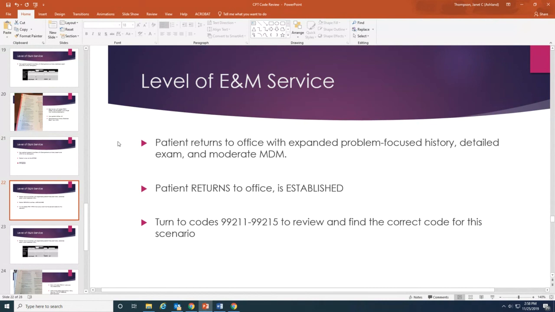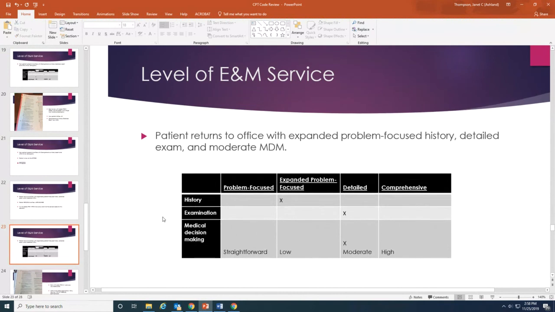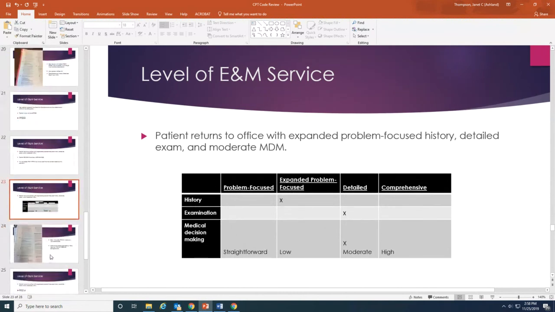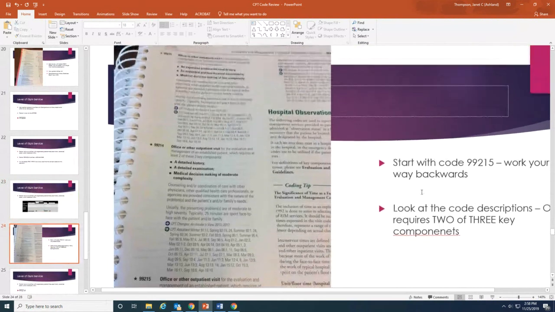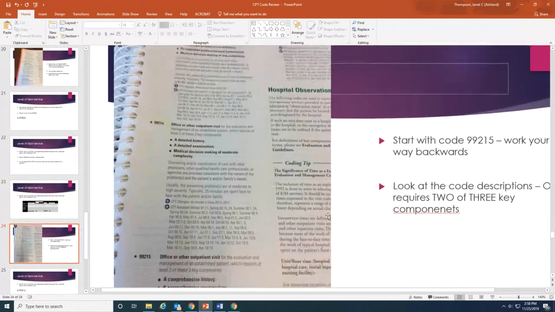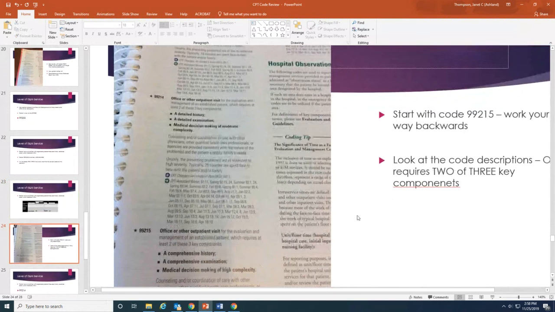But we know this patient returns to office. We know their levels. So they have expanded problem-focused history, detailed, and moderate medical decision making. So they're going to start with the established office visit codes. They start at 99215, and we can work our way back.